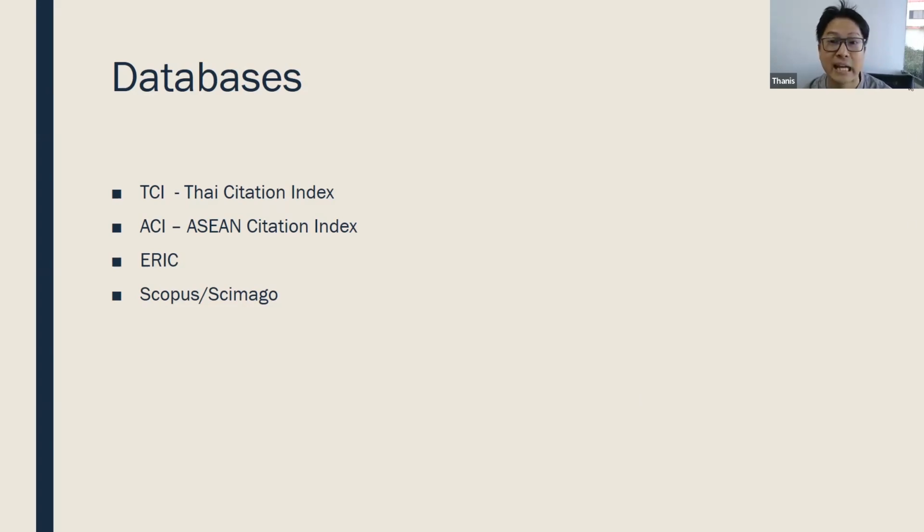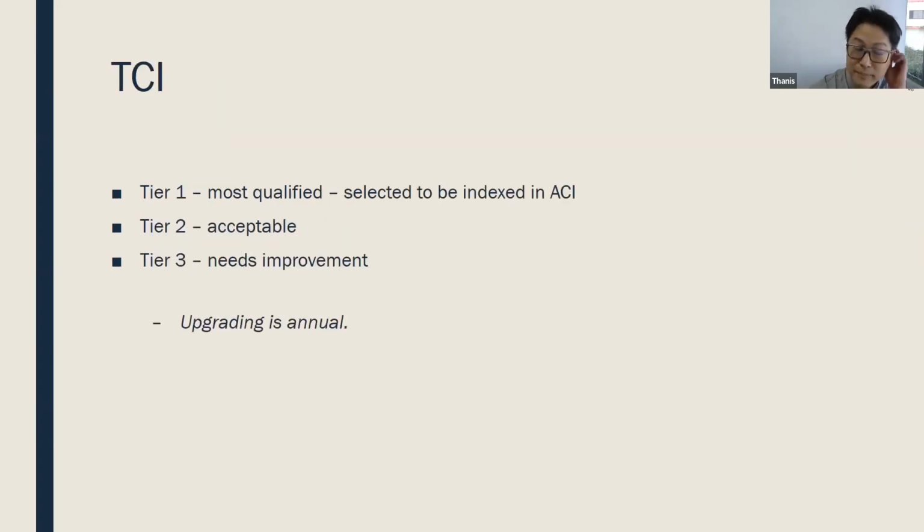For TCI, we have 3 tiers. There used to be 4, but now there are 3. Tier 1 is the most qualified, which means that if you get Tier 1, then you are going to be indexed in ACI. But again, you need to check with ACI for this.